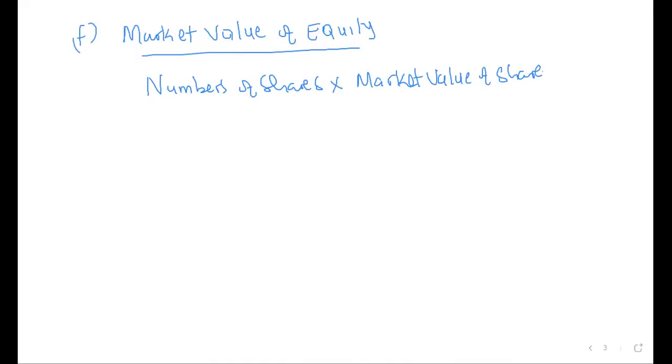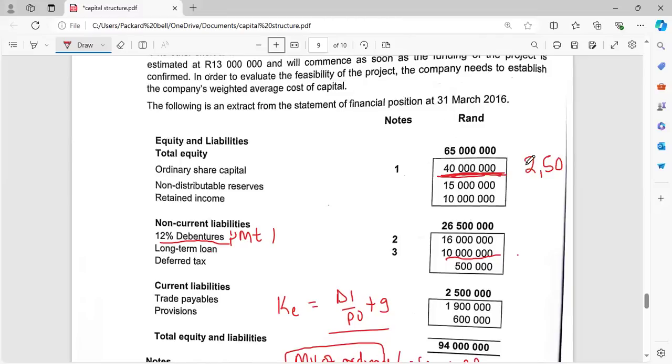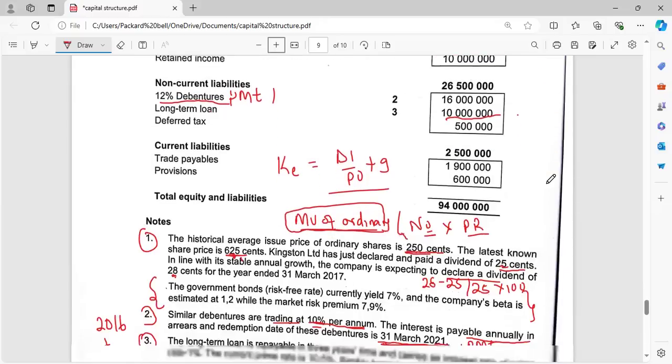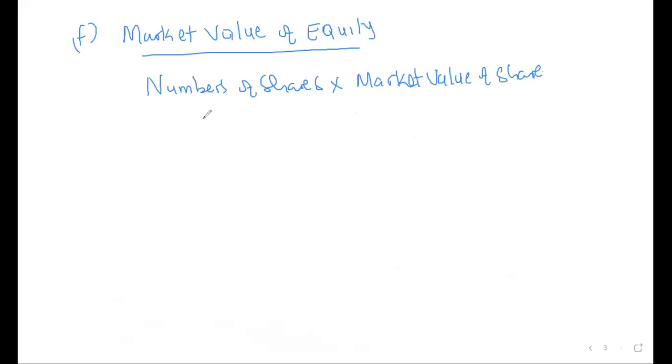So let's go and look at what is the market value. You want the number of shares. So when you are determining the number of shares, you come here. The historical average price per ordinary share is 250 cents. So how many shares were issued? So you are going to divide, this is the value of shares which were issued. So we're going to divide 40 million over 2 rand 50. Then it's going to give us the number of shares. Then our market value is going to be 6 rand 25. Then we get our market capitalization there. We need first the number of shares, which is going to be 40 million divided by 2 rand 50 times 6 rand 25.